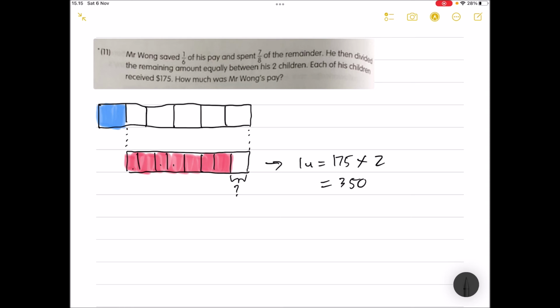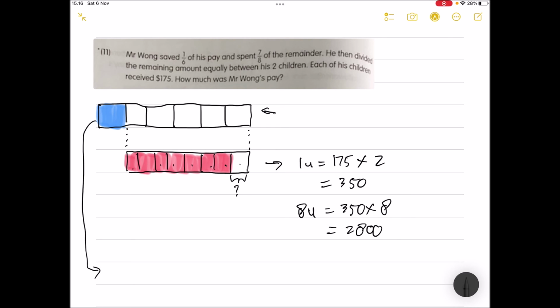1, 2, 3, 4, 5, 6, 7, 8. I want to count the remainder after the saving, which is the 8 units. So I'm going to count 8 units equals 350 multiplied by 8. Quick counting, you get $2,800.